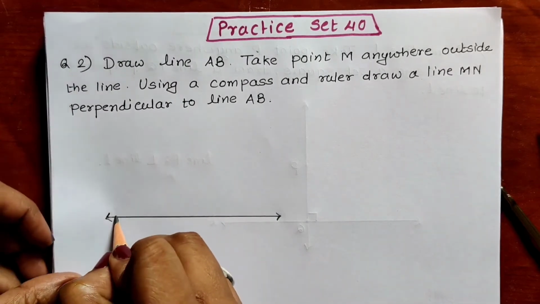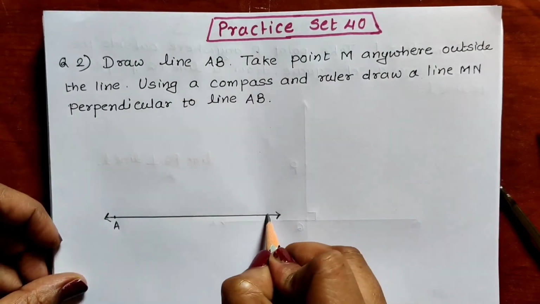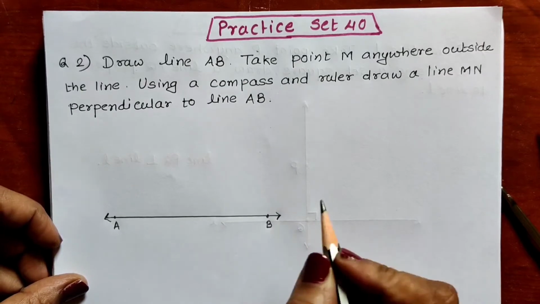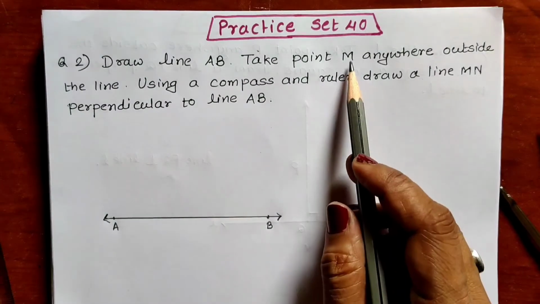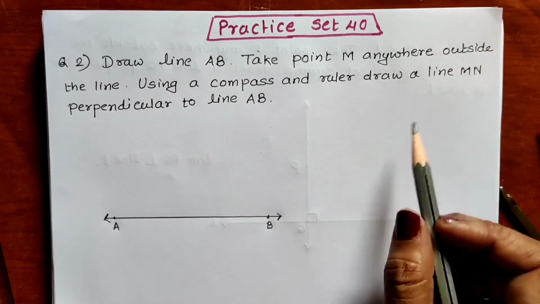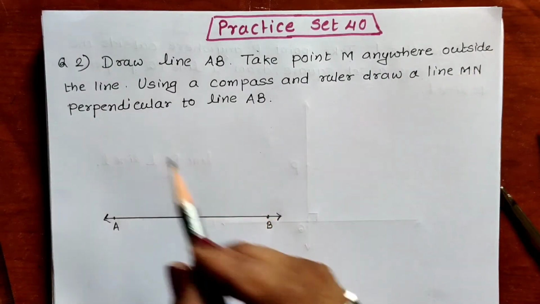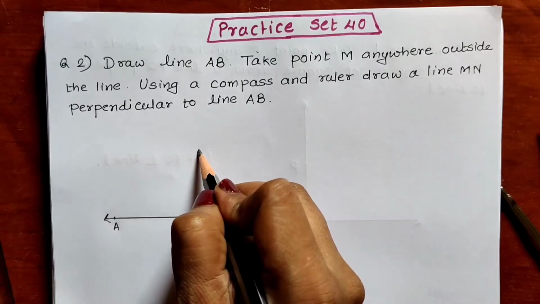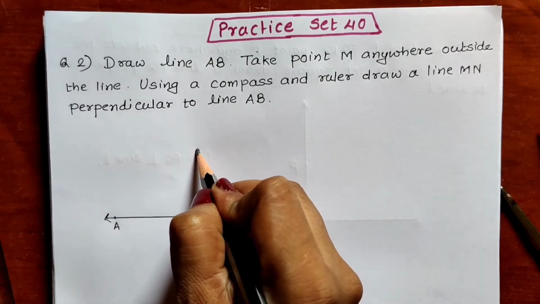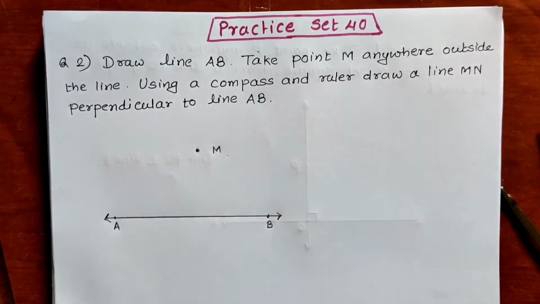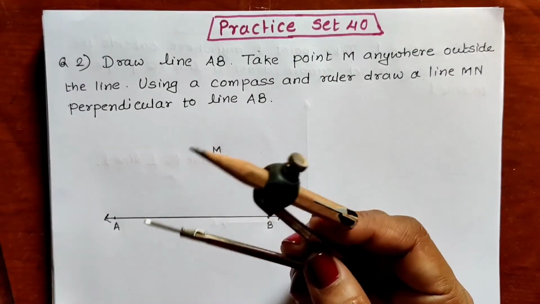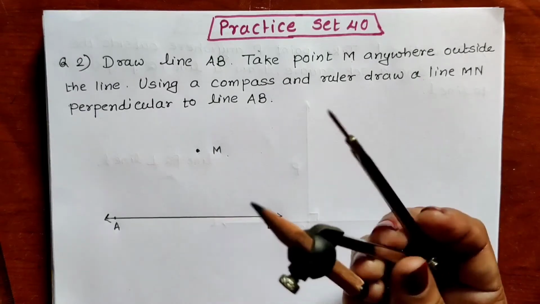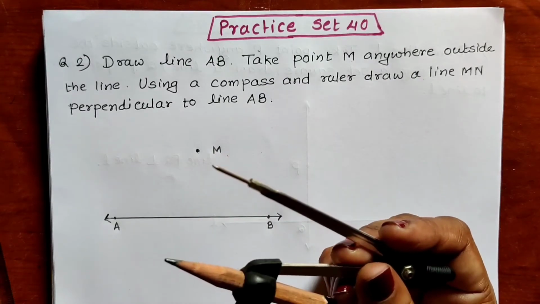Now I have drawn this line AB. Any line AB. A line doesn't have any measurement, so we can draw any line AB. Now what we have to do? Take point M anywhere outside the line. Okay, so somewhere here I can take this point M. This is my point M. Now how to draw the perpendicular? By using a compass from the point outside the line. You can take any convenient distance in this compass.